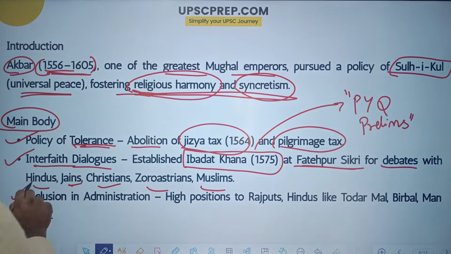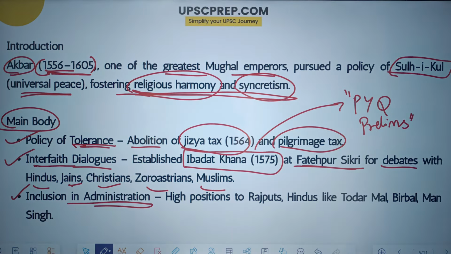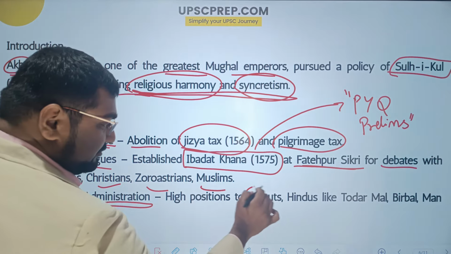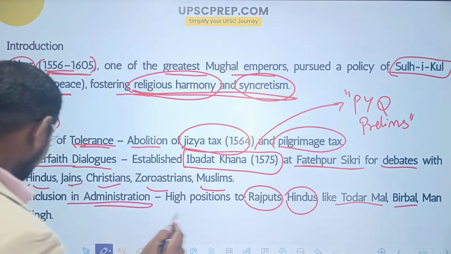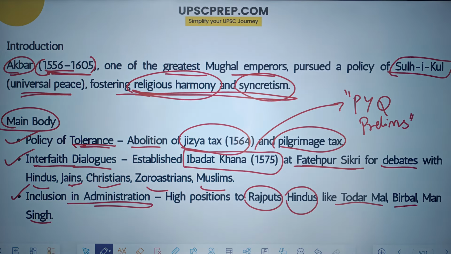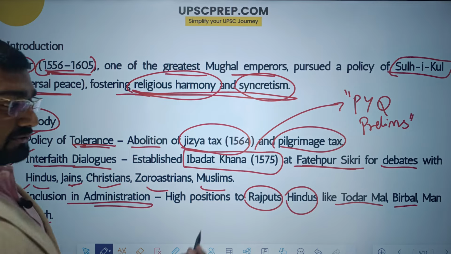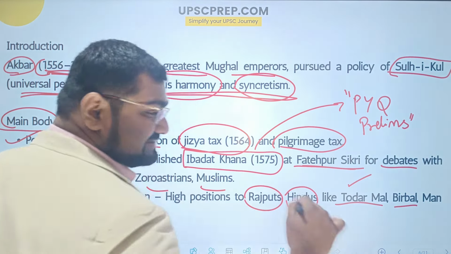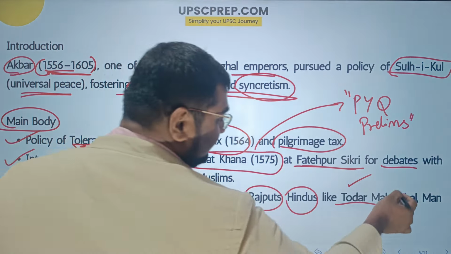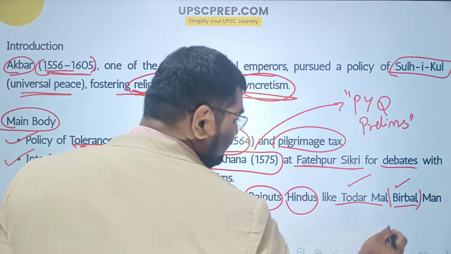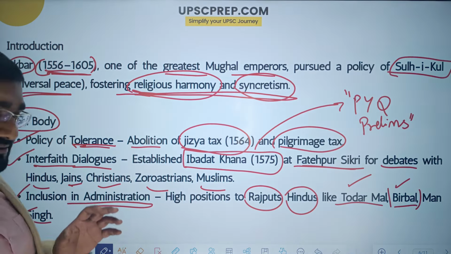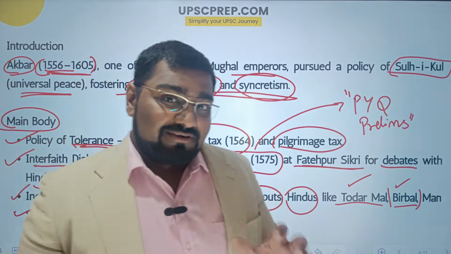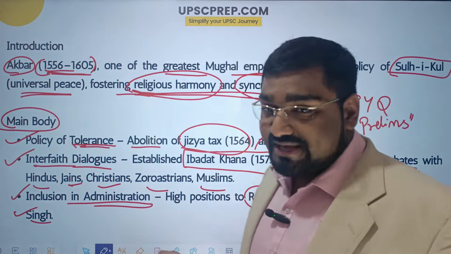Then inclusion in administration. You can see higher positions were given to Rajputs and Hindus like Todarmal, Birbal, okay? Man Singh, the military general of Akbar himself, right? Todarmal, the finance and revenue minister, right? Birbal, one of the intellectuals who was acting as an adviser to Akbar, right? So you can see how important posts were given to people belonging to different religions, to Hindus as well, right?